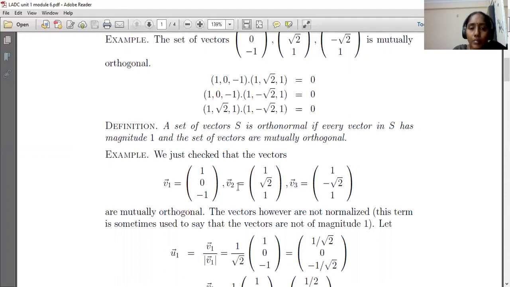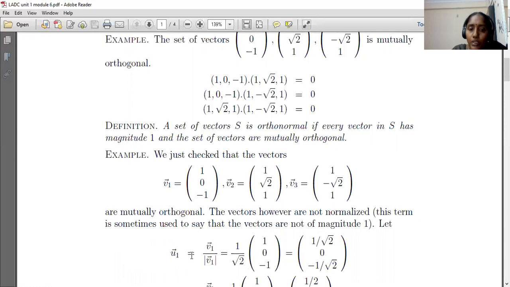We'll look into the problem, the same problem which we discussed in the last case. That is, v1, v2, v3 are these vectors. These are orthogonal, which we already proved. Now we are converting those orthogonal vectors into orthonormal vectors. For this, we consider u1, u2, u3 as the orthonormal vectors corresponding to the orthogonal vectors v1, v2, v3.